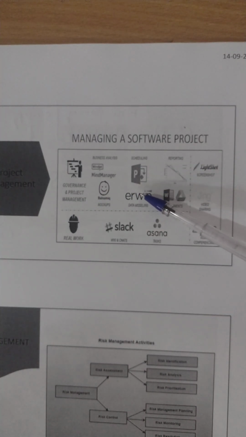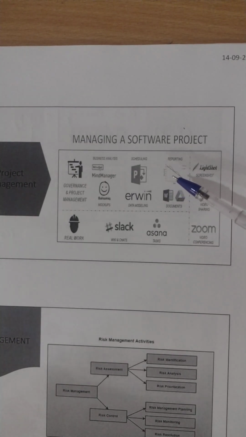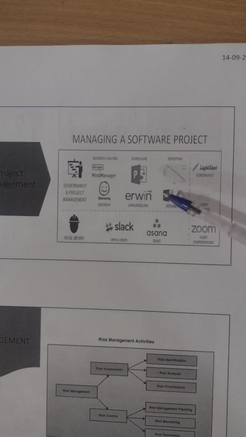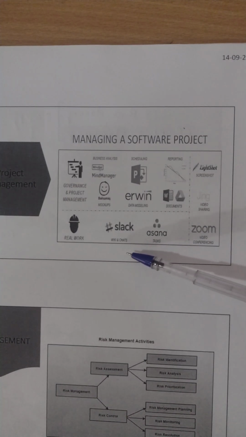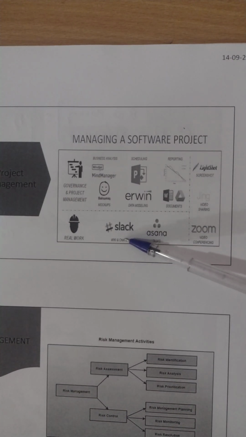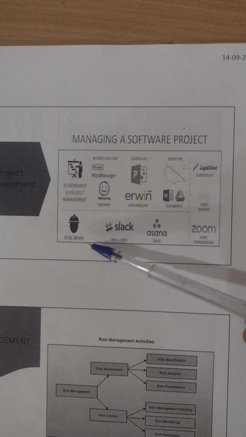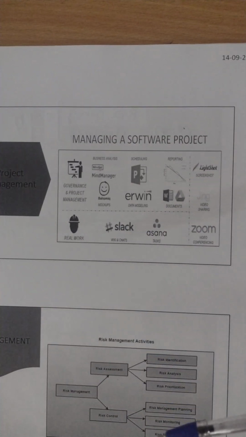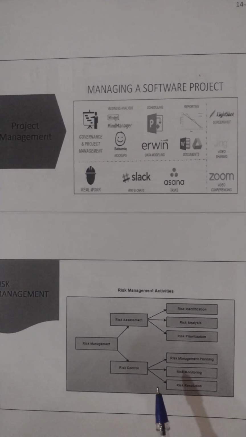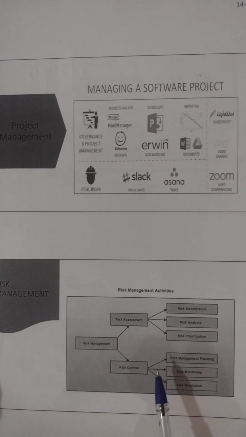For scheduling we use ready-made tools like Microsoft Project, Erwin for data modeling. Then for documentation we use other tools, for meetings we use Zoom, for instant chat and connect we use Slack and other things, right? And along with the project management activity, we have to have the risk management framework also in place.